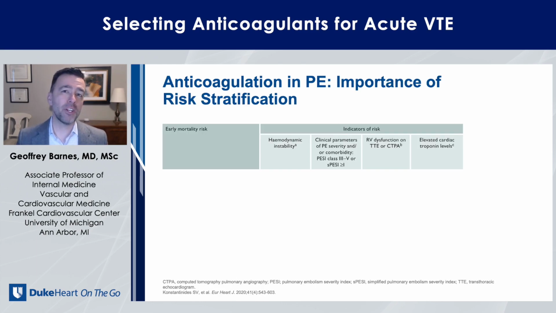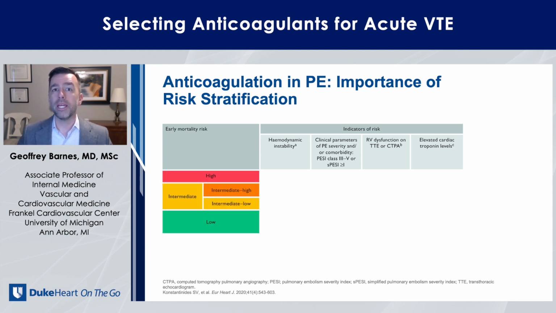For patients who have an acute pulmonary embolism, we'll usually approach their anticoagulant decision based on their risk of complications. And most commonly, we're going to use the European Society of Cardiology risk scheme. In this case, patients are broken into low, intermediate, and high-risk groups.